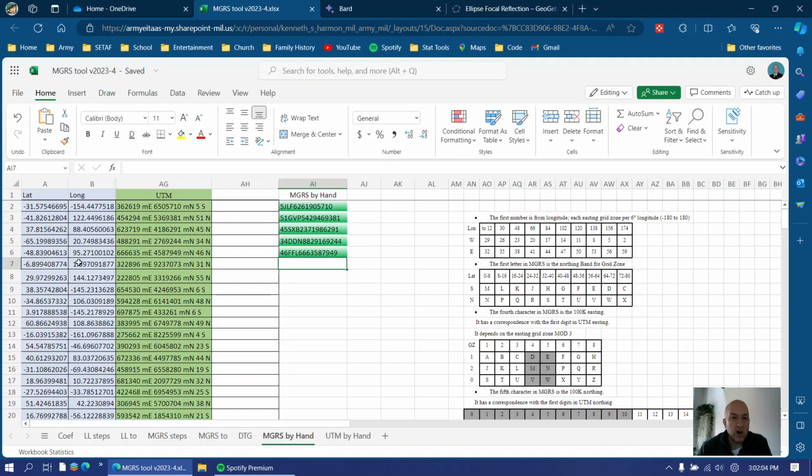Let's try one more. Starting with longitude, we're just barely east of England. So 0 to 6 degrees, that is going to be a 31 right here. 31 is the grid zone that we're in. We need how far above or below the equator we are. We're just below the equator at -6, so that's a Mike.